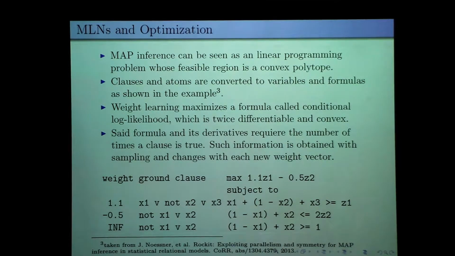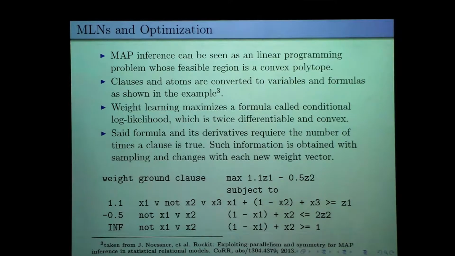Now, to finish the introduction, just a small slide about optimization on the MLNs. Well, MAP inference can be seen as an optimization problem, a linear programming problem. And, well, fortunately, the feasible region of this problem is a convex polytope that really helps with the optimization algorithm. The clauses and atoms can be converted to variables and formulas, as I'm going to show you in this example.